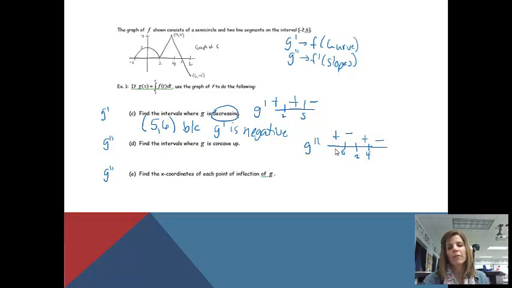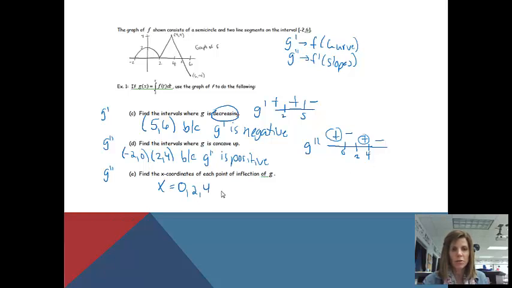Okay, then from here, when it's asking for where g is concave up, we just look at where the second derivative is positive. So I would say from -2 to 0 and from 2 to 4. And that's because g double prime is positive. And then the x-coordinates of each point of inflection, as long as g double prime changes sign, it changes sign at 0, 2, and 4. So I could say x equals 0, 2, and 4 are points of inflection. And that's because g double prime changes sign.